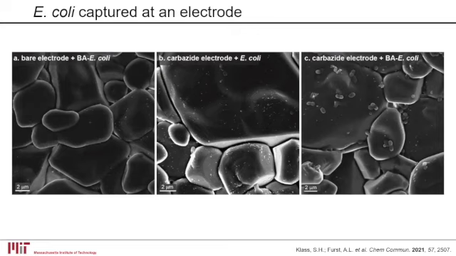So shown here are images of our electrode surfaces. We have a bare electrode with boronic acid modified E. coli, and you can see we see no background binding. Similarly, if we have a carbazide modified electrode and E. coli that were not fed that boronic acid, we don't see any background binding. And it's only when we have a carbazide electrode with boronic acid E. coli that we see those E. coli tethered. You can see them attached throughout the electrode surface.